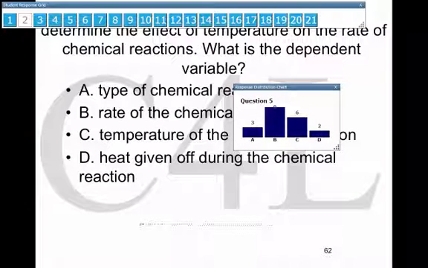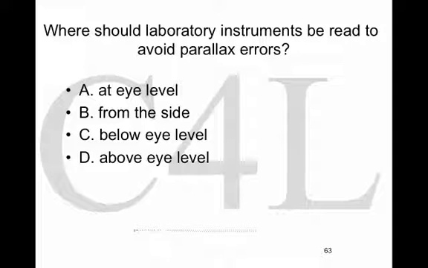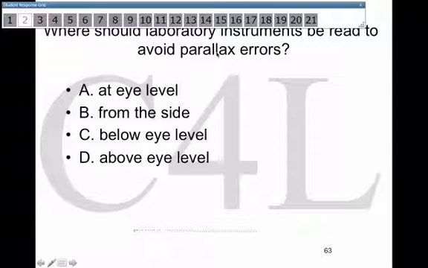Ooh, wide range. The answer is B. Yes. Because it's the effect of temperature on the rate. So temperature is what the student is controlling, and then the rate is dependent on the temperature. It changes based on what temperature it would be. Where should laboratory instruments be read to avoid parallax errors?